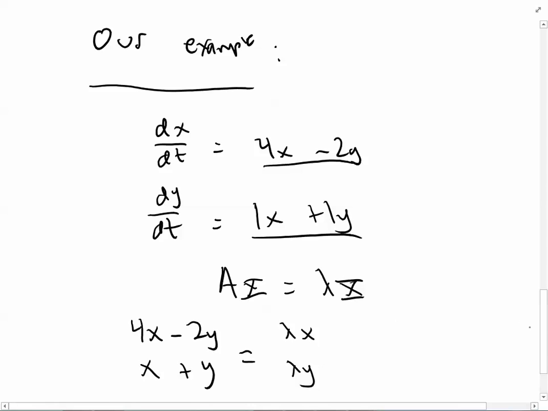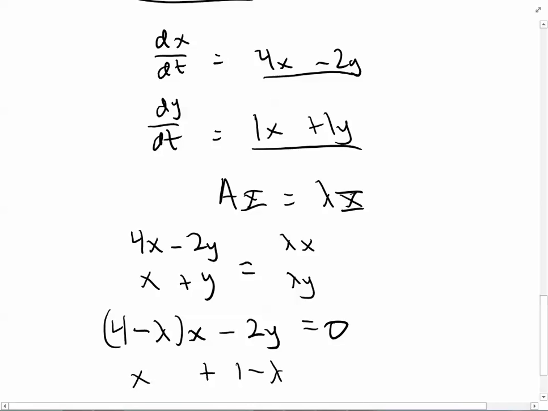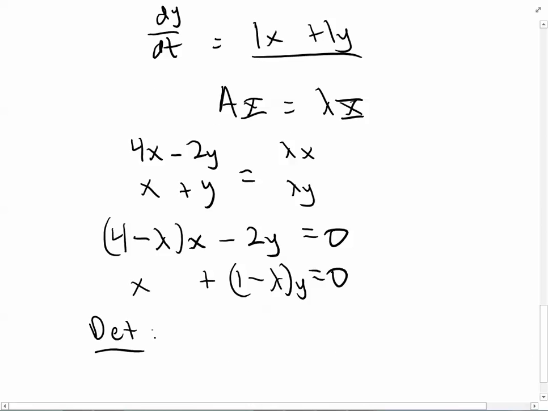And so what I find is that I have (4 - λ)x - 2y = 0, and then x plus, in this case, this is a 1, so that'll be (1 - λ)y = 0. And now my determinant is going to be (4 - λ)(1 - λ) minus, well, this is a negative, so we've got to be cautious there.